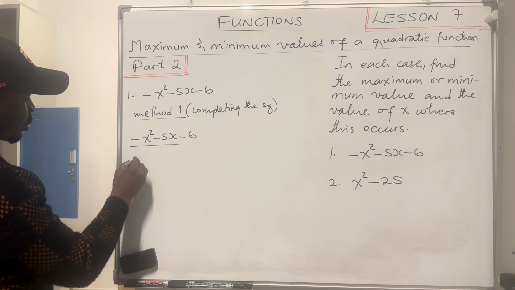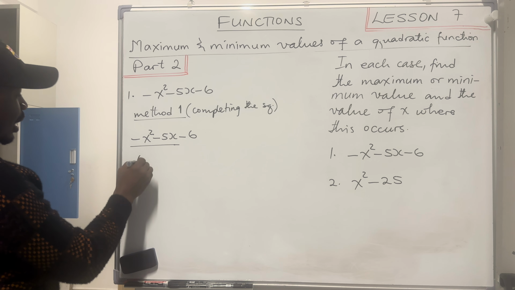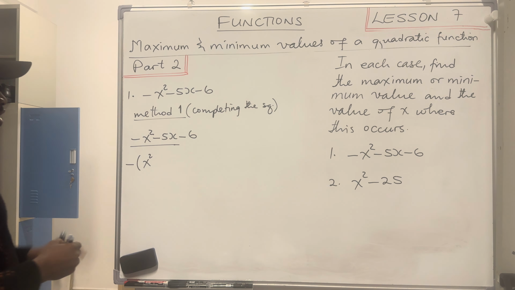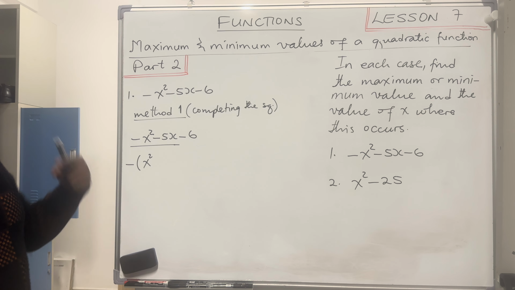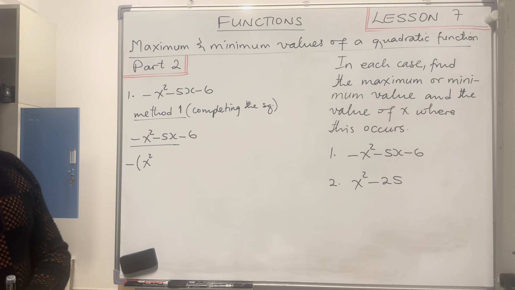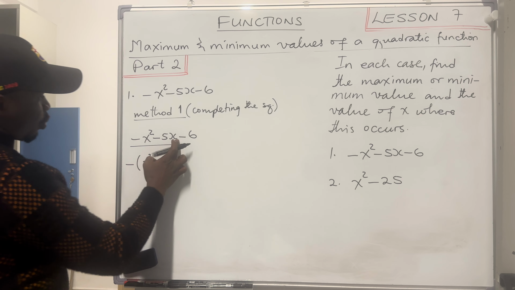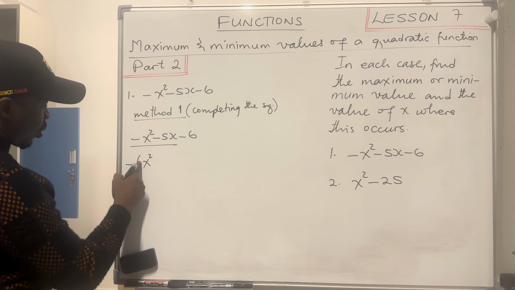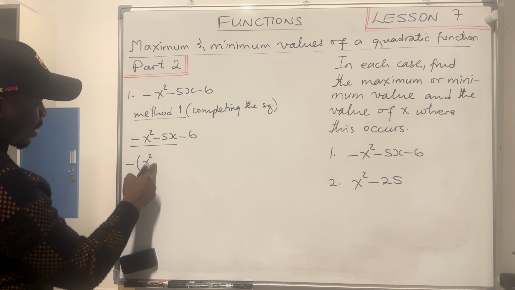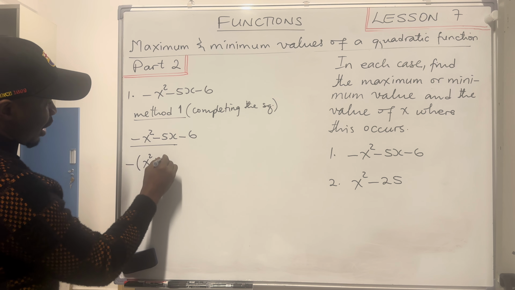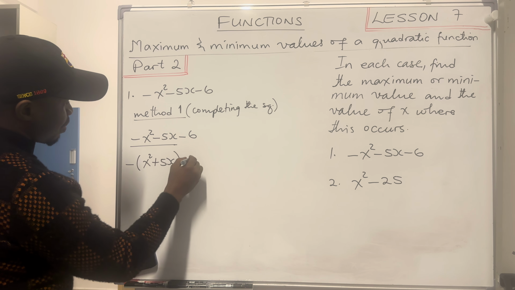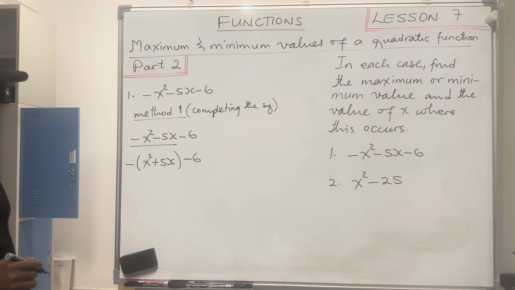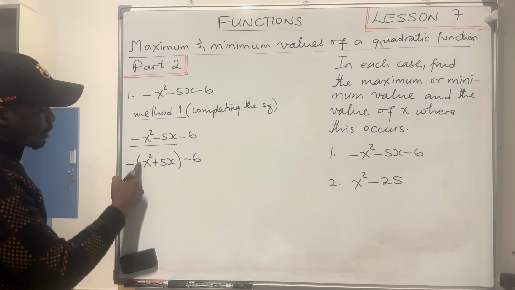So we have minus 1 out, and here is x squared. Whenever you factor out a minus, change the subsequent signs. But we want to stop here at only these two terms. So this sign changes to plus, and this also changes to plus 5x. Here is minus 6. We've succeeded in making this 1.